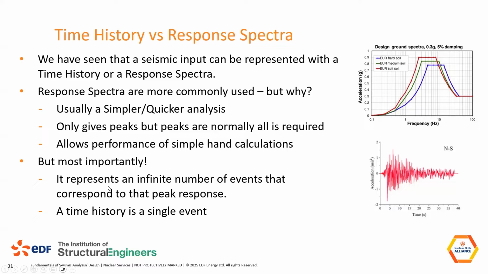But the most important thing is a response spectrum is an infinite number of events. A time history is one event, and that one event will not be the event that your structure or system is subjected to. We cannot define an earthquake in that level of detail. So it's far better to design an earthquake in terms of a peak response. And that's why we use response spectra generally. And that's what the code will give us. That's how we'll define our input. And then we can later match time histories to that if we need.